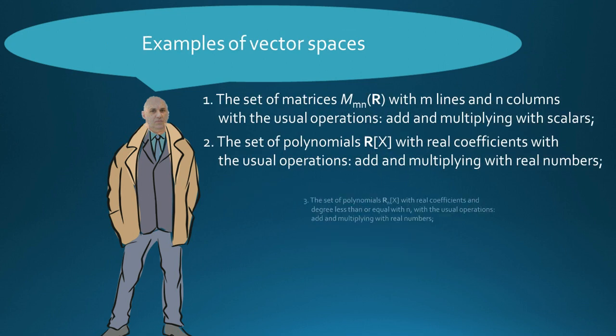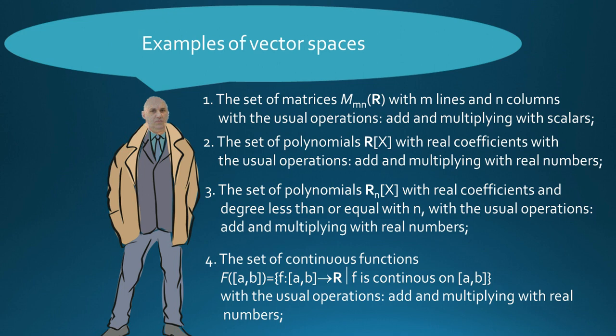Examples of vector spaces. 1. The set of matrices M_{m,n} over R with m lines and n columns, with the usual operations of addition and multiplying with scalars. 2. The set of polynomials R[x] with real coefficients, with the usual operations of addition and multiplying with real numbers. 3. The set of polynomials R_n[x] with real coefficients and degree less than or equal to n, with the usual operations of addition and multiplying with real numbers.